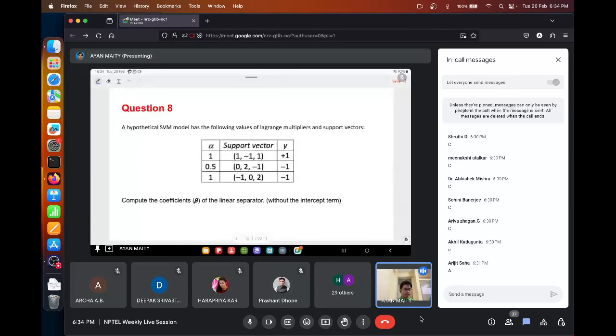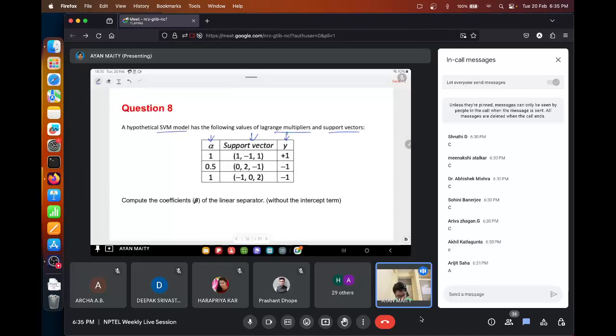Now question 8. A hypothetical SVM model has the following values of the Lagrangian multipliers and support vectors. These alpha values are the Lagrangian multiplier values, and the support vector points are given. These are 3-dimensional points, so each support vector contains 3 dimensions here, and the y values are also given.